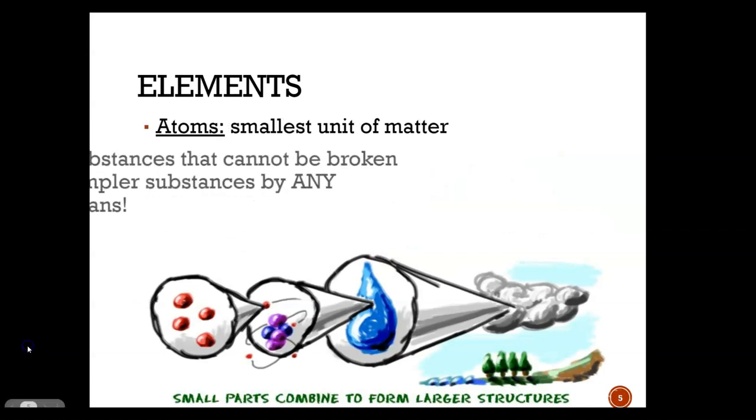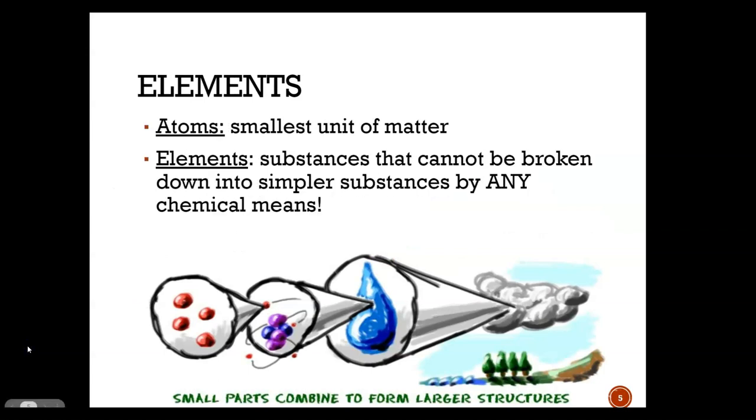Elements are made up of atoms. An atom is the smallest unit of matter. An element is a substance that can't be broken down into simpler substances by any chemical means. We know that it's an element because we can find it on the periodic table. An element is made entirely of the same type of atom. So if we have a chunk of copper, every single atom in that chunk of copper is going to be a copper atom.